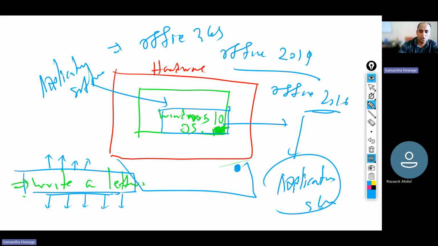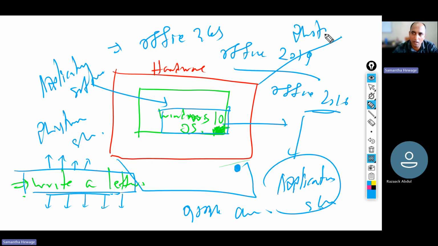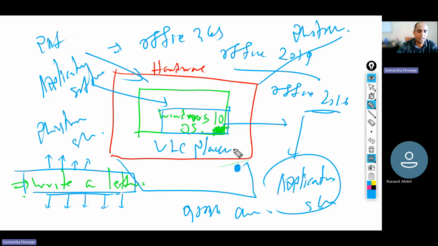Let's say you want to browse the internet, you have to install Google Chrome. Let's say you want to do Python programs, you have to install the Python software. If you want to do Photoshop, you have to install Photoshop. If you want a PDF reader, you have to install Adobe Acrobat Reader. If you want to watch movies, you have to install the VLC player. Got it? Yes, see the relationship.